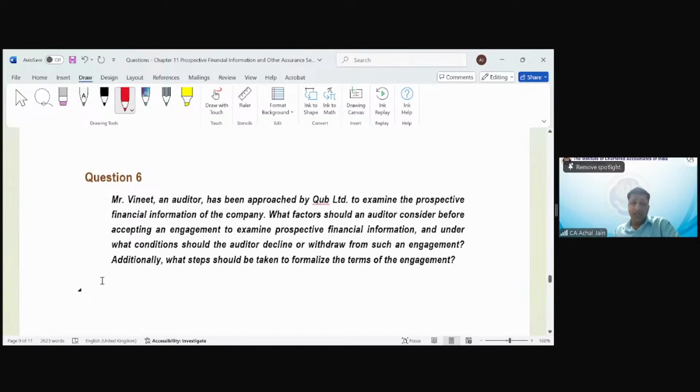Mr. Vineet, an auditor, has been approached by QUB Limited to examine prospective financial information of that company. What factors should an auditor consider before accepting an engagement to examine prospective financial information, and under what conditions should the auditor decline or withdraw from such an engagement? Additionally, what steps should be taken to formalize the terms of the engagement? Over to you.